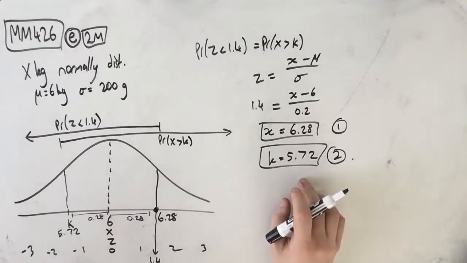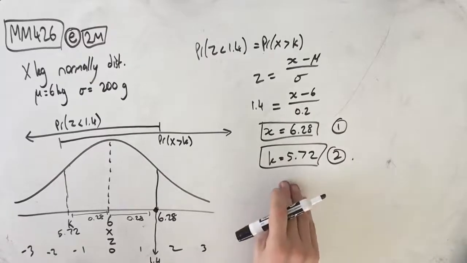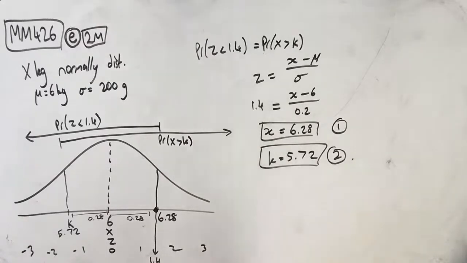If you had 5.82 in your solution, that's actually been a typo on our part. So the real answer is 5.72. So that's it. Let's move on to part F.